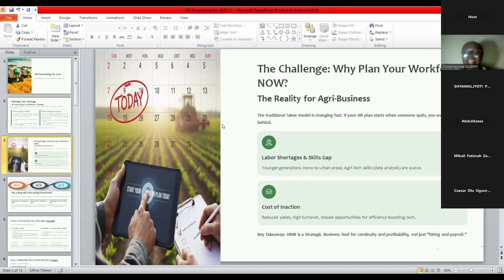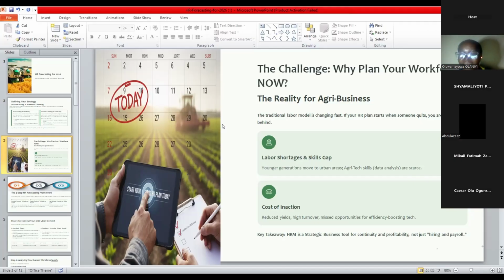Now, the challenge is, why do we want to plan now? Why should we even plan now? I don't want to say this is just November, but this is November. In my own calendar it is already December anyway. The reality for agribusiness is that the traditional labor model is changing fast. Agribusiness is not what we used to think, that everybody carries their cutlass and their hoe, goes out in the morning, then comes back in the evening. No, it's not like that again. Things are changing. Agribusiness is evolving, so we have to go with it.